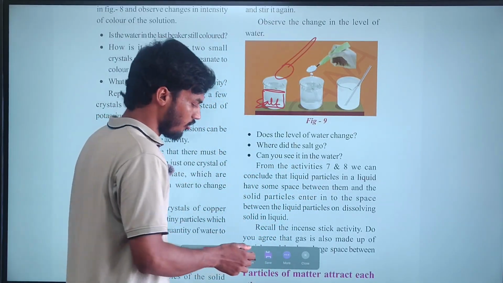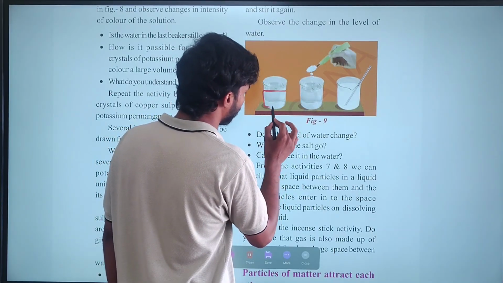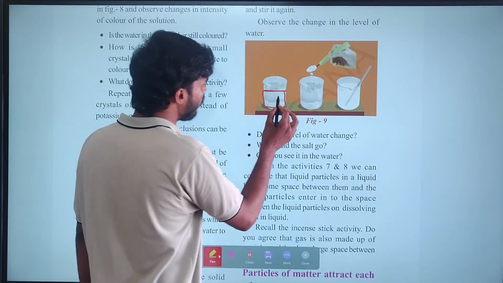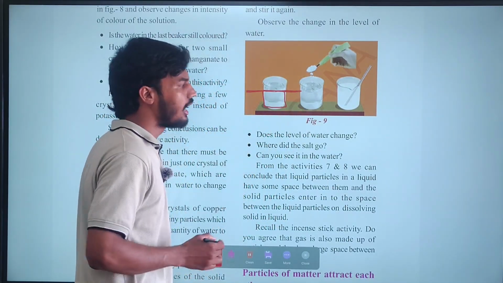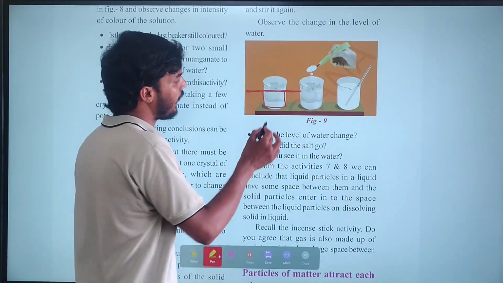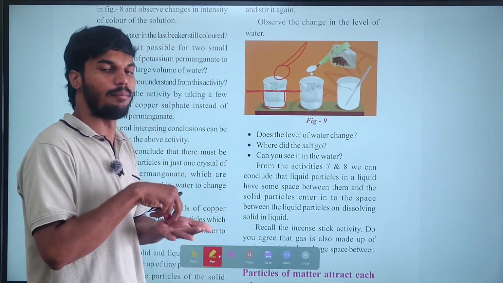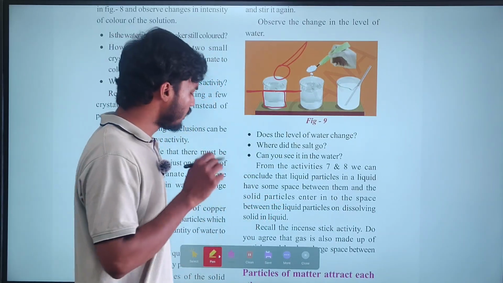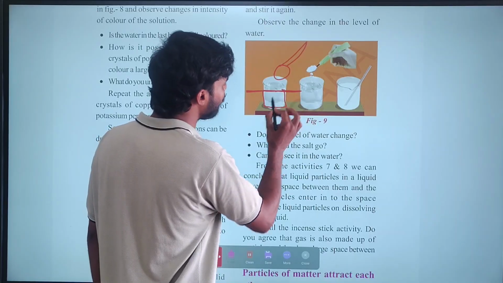Before dissolving, try to mark the level of the water. Before adding the tablespoon of salt, mark the level of the water in the beaker. After marking it, add 1 tablespoon of salt into the beaker and try to dissolve it with the help of stirring.